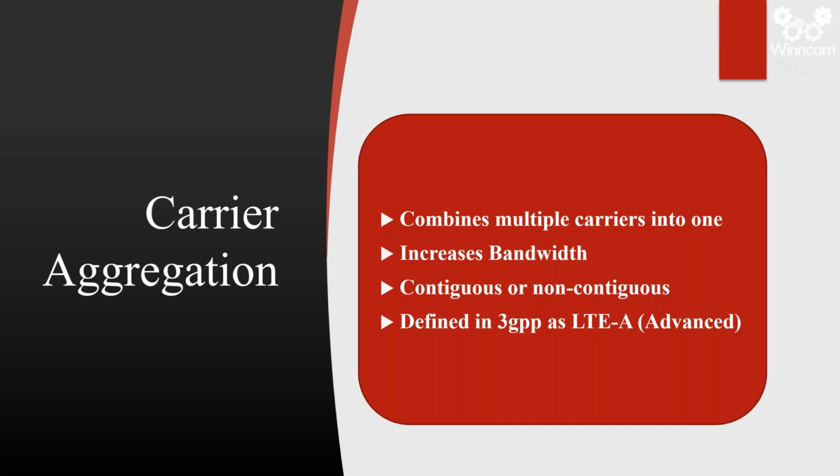So carrier aggregation. It's another major factor in determining not only your UE, but also your eNode B. Carrier aggregation is defined in the 3GPP standards as LTE Advanced. It combines multiple carriers into one carrier to increase the bandwidth. Your carriers can be contiguous or non-contiguous, depending on what you have available. As mentioned earlier, with the different categories, anything over category 6 is considered LTE-A, which is LTE Advanced.